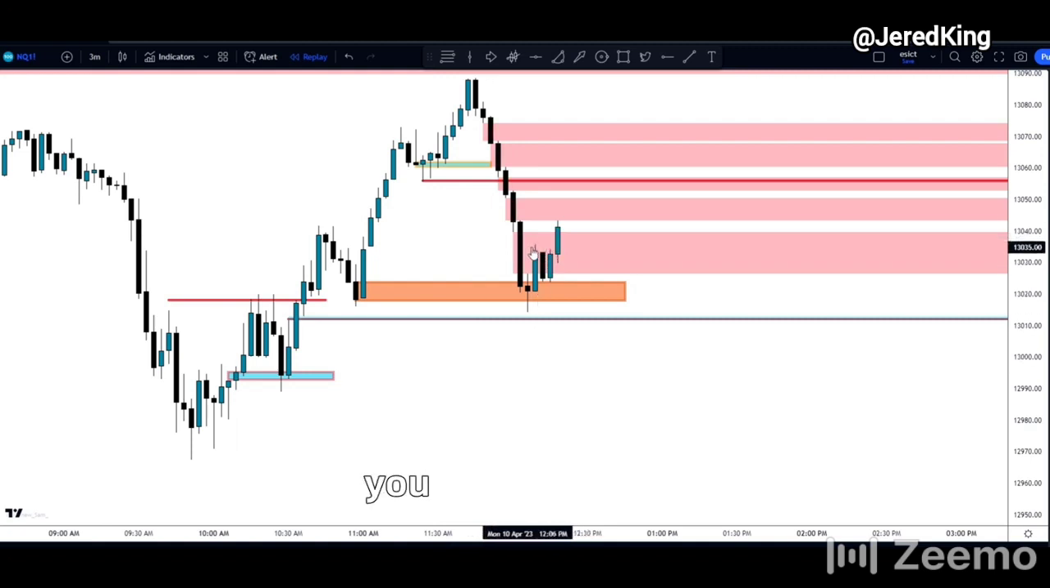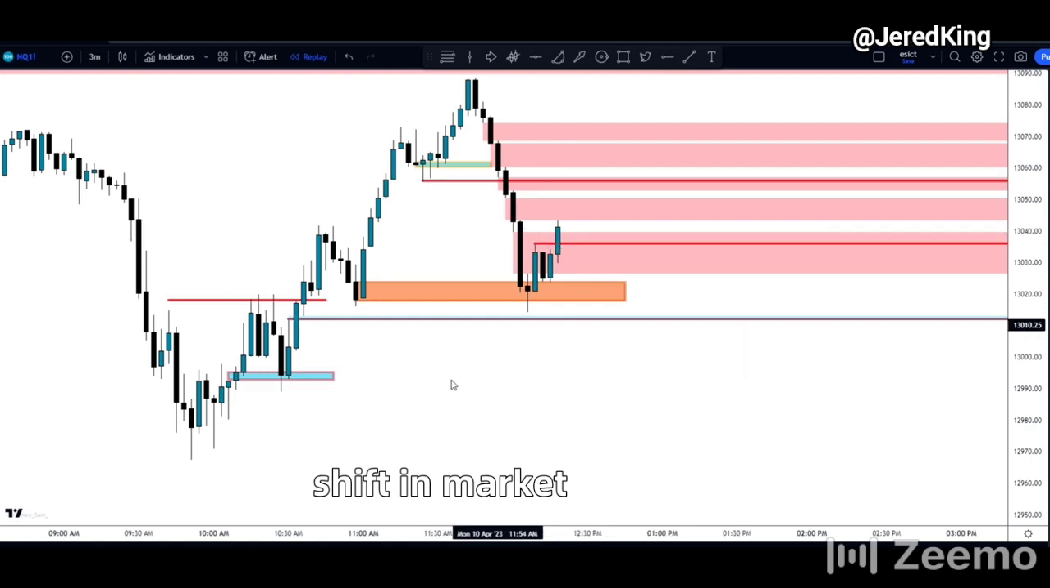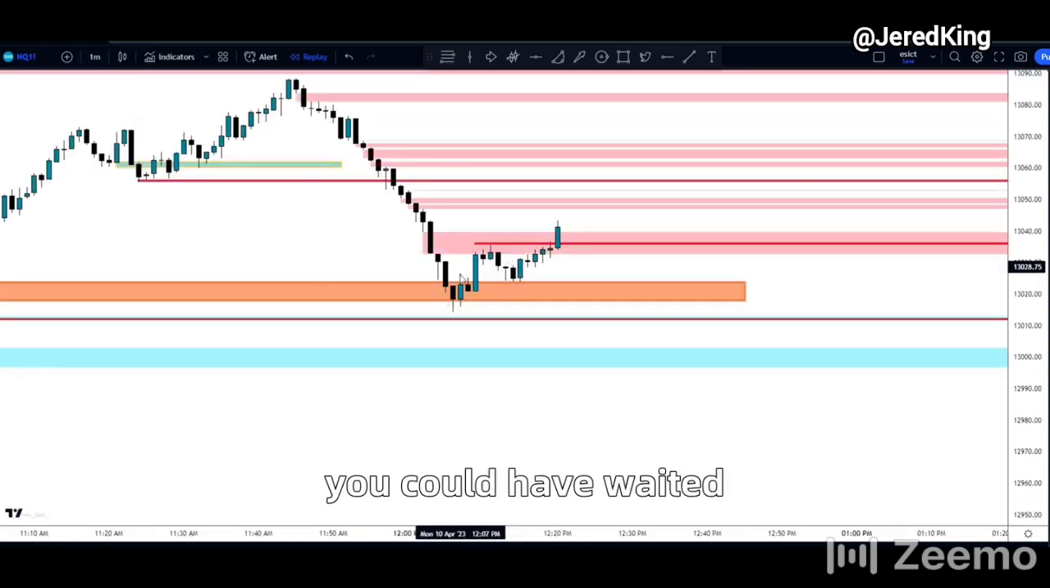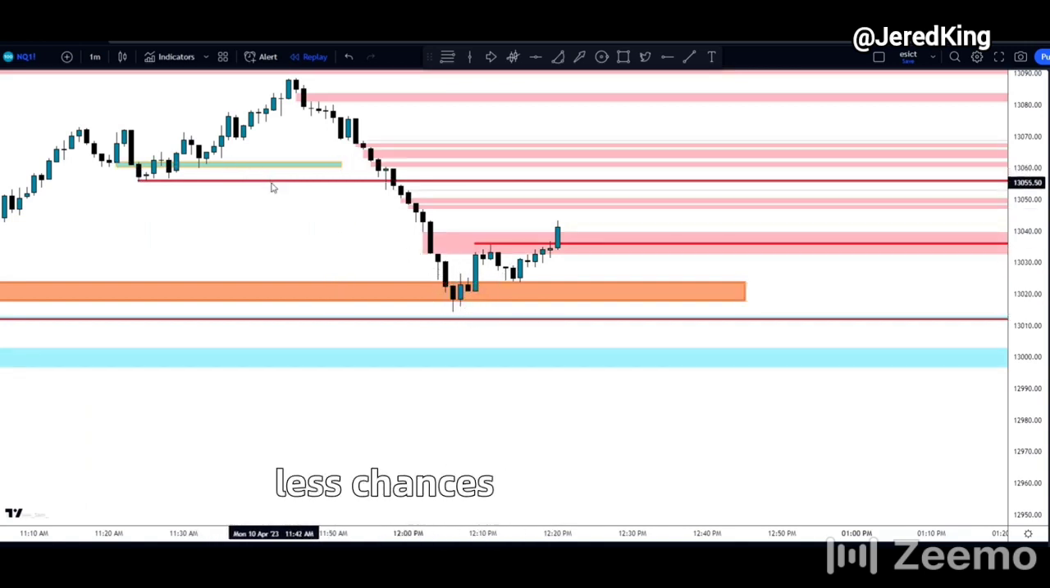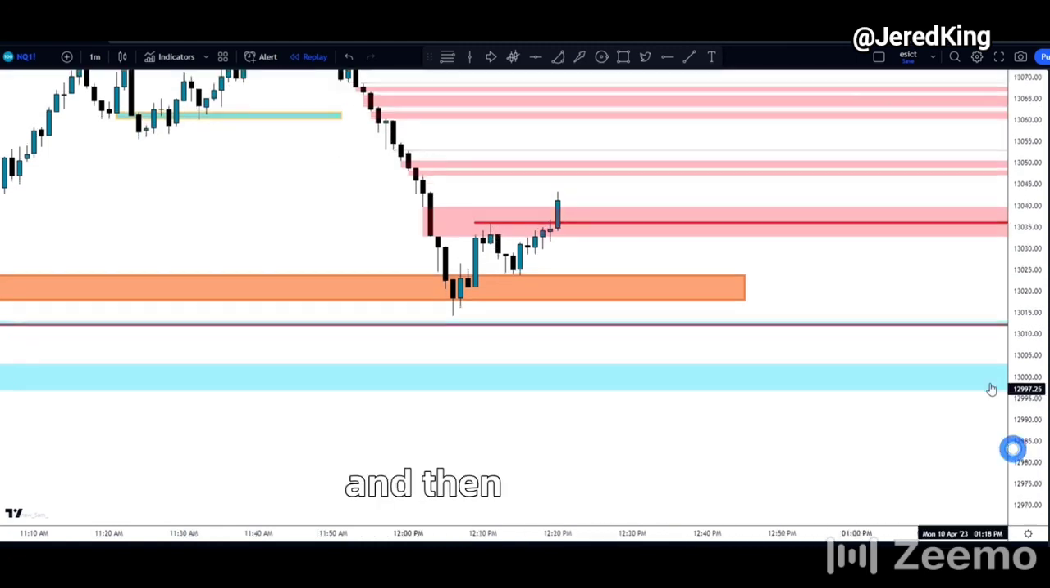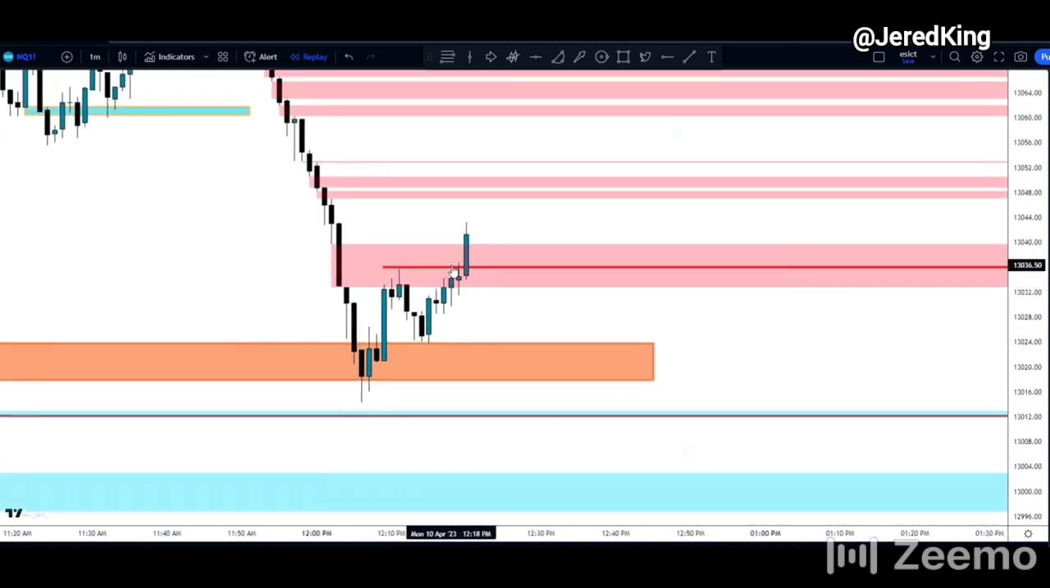And then right there you have another shift in market structure. And then you could have waited, instead of taking this one, which is more risky and less chances of working out, you could have just waited for this to take place and then drop down to a 1 minute chart. And then now we're gonna see if we get a retracement down to here.